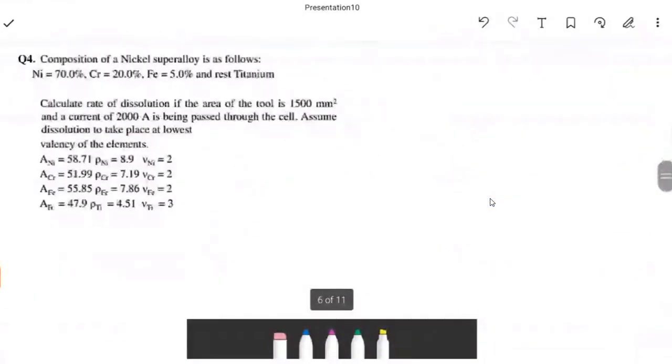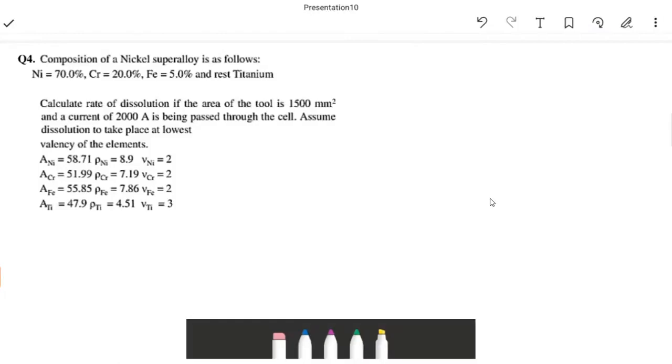Coming to the next question. In the previous one, we have seen how to predict the MRR for a metal which contains only one element, like it can be iron, it can be titanium. However, in day-to-day applications, we come across different alloying systems, different alloys, and we are using this unconventional machining because there are some drawbacks of conventional machining on some hard to machine materials.